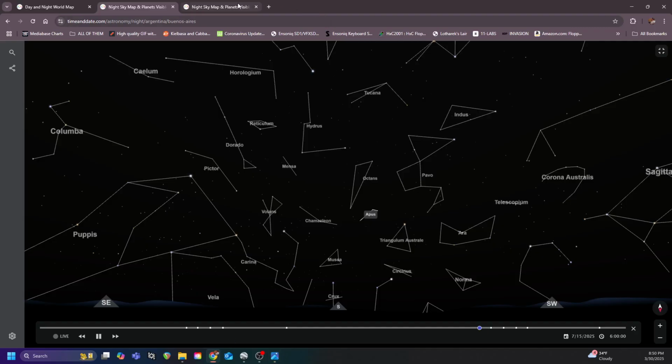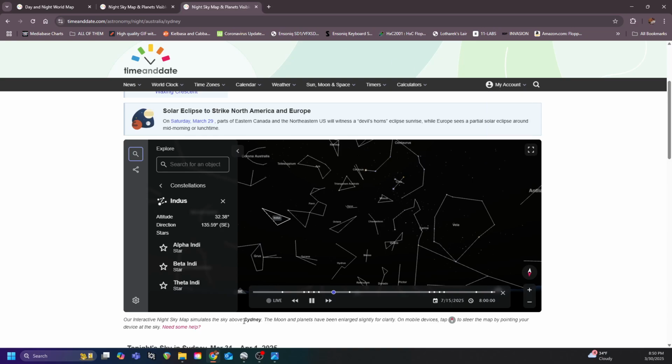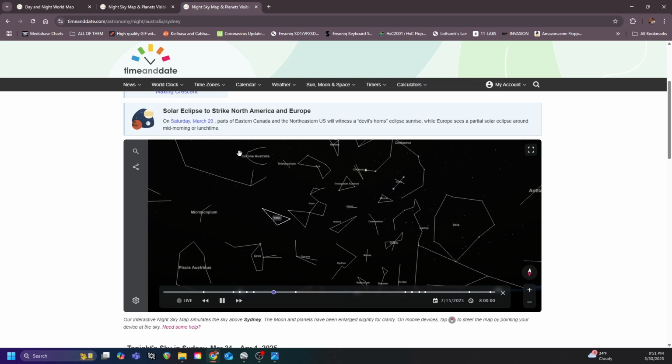Now let's take a look at the night sky in Australia. Here we are in Sydney at 8 p.m. Again, that would be the same time as 6 a.m. in Buenos Aires because of the 14-hour time difference. When it's 6 a.m. in Buenos Aires, it is 8 p.m. that same day in Sydney, Australia.